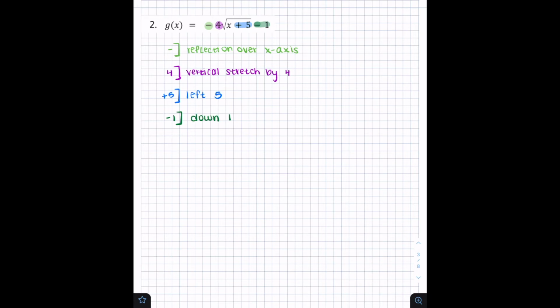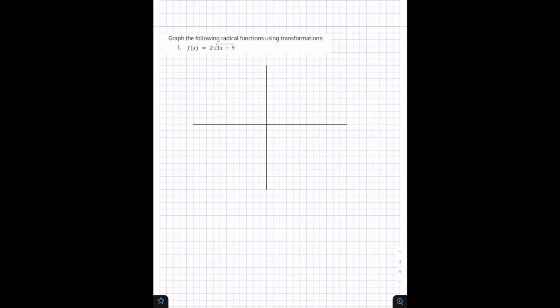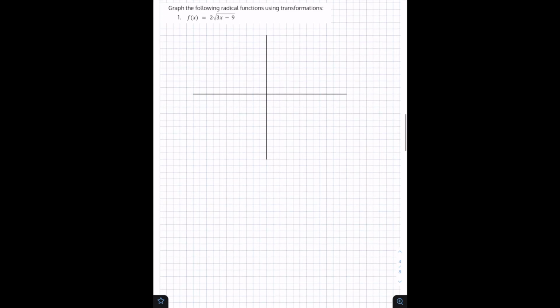And those are this function's transformations. The next couple questions ask us to graph the following radical functions using transformations. So, number 1, our function is 2 radical 3x minus 9. Before we start graphing, we always write down the first points that we know for sure.